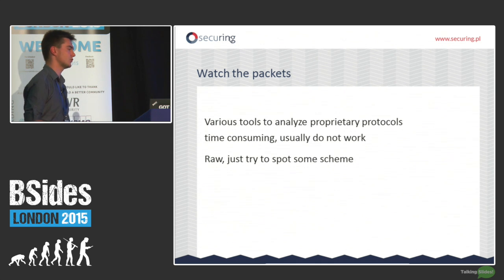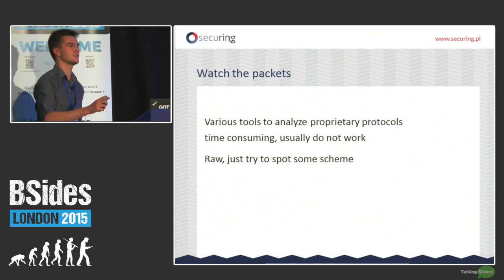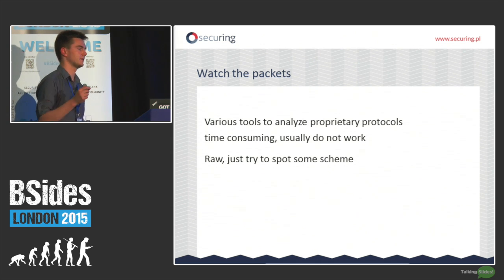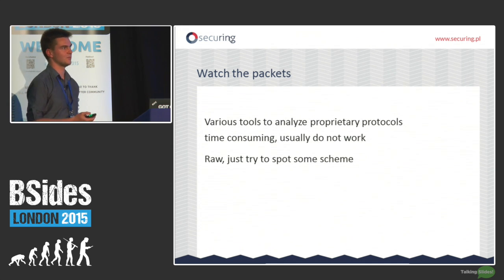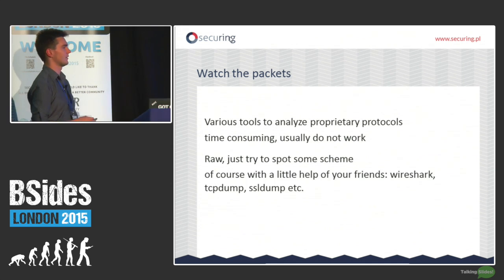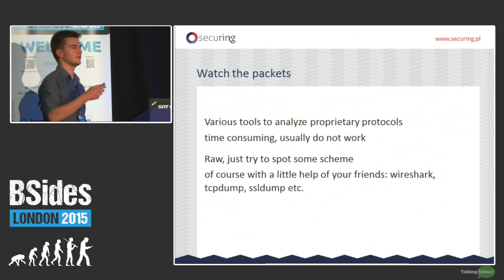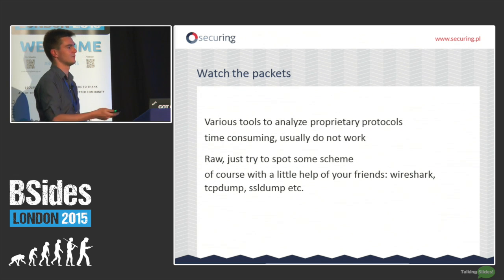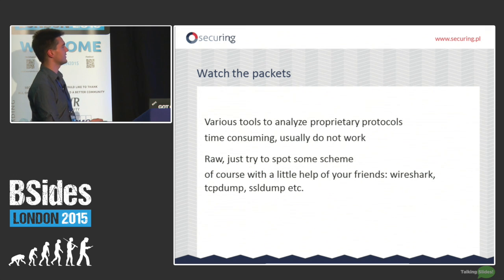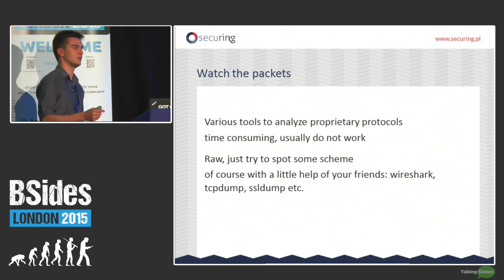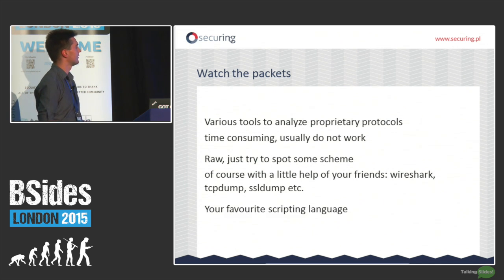So we tried to use some machine learning to find a scheme in the communication, but actually it does not work. We invented more with our brains than with machine learning. Of course, for this research, we mostly used Wireshark, tcpdump, ssldump, and our own scripts in Python and PHP to intercept traffic on the TCP layer.